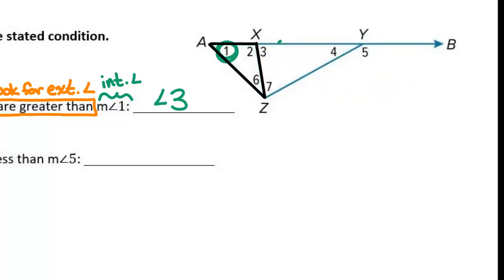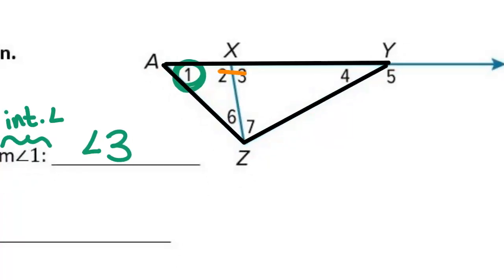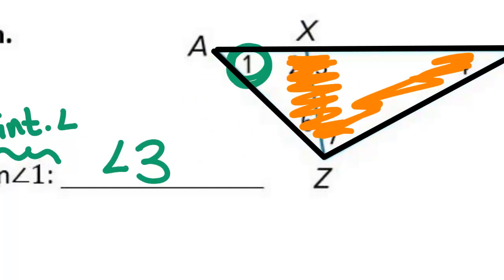All right, so angle 1 is an interior angle of this small triangle, but it's also an interior angle of this larger triangle right here. Since I want an exterior angle so that it's bigger than angle 1, I'm going to ignore all the stuff on the inside of this triangle. None of this is going to be an exterior angle for me. So angle 5 would also be bigger than angle 1.